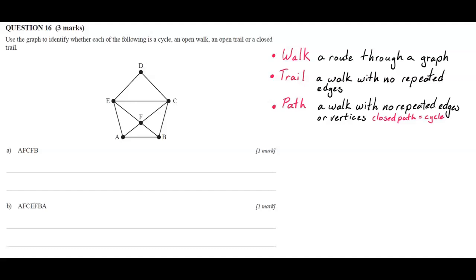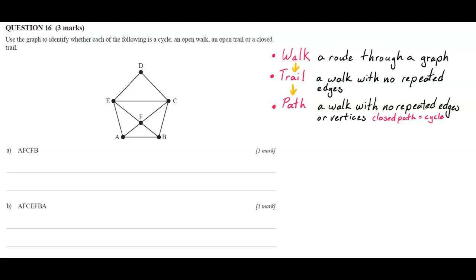And you'll notice there's an order here too. A walk is just a walk. You're wandering around aimlessly. It has no rules about it. Whereas with a trail, it's still a walk, but we're not allowed to repeat any of the edges that we've crossed. And finally, a path is one step up from a trail in the sense that not only do you not repeat the edges, but you also don't repeat the vertices. Okay, so let's have a look at the question here.